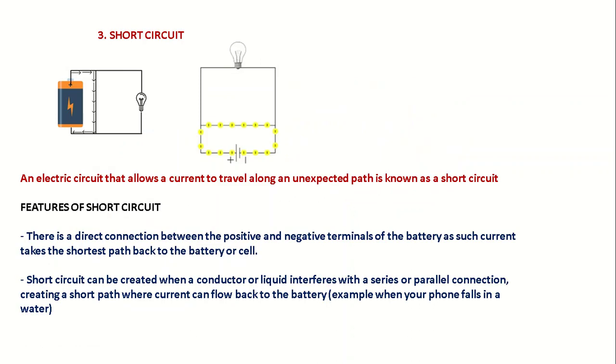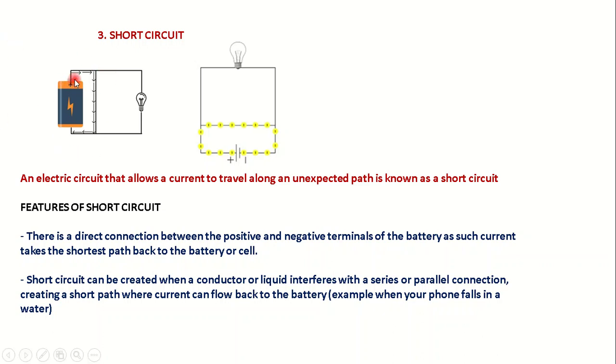Number 3, short circuit. An electric circuit that allows a current to flow or to travel through an unexpected path, or the shortest possible path, is known as a short circuit. Some of the features of short circuits are these. There is a direct connection between the positive and negative terminal of the battery. As such, current takes the shortest path back to the battery.